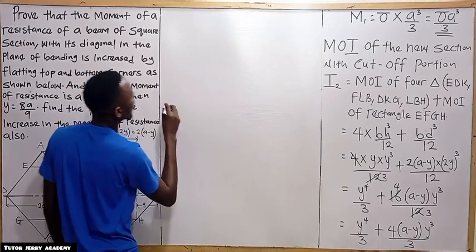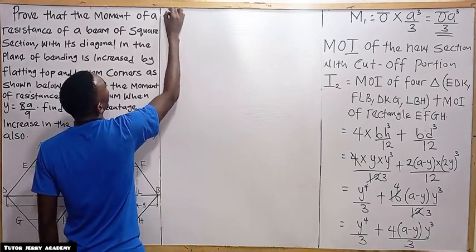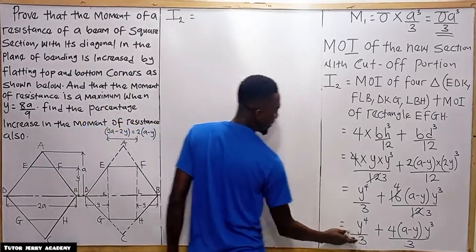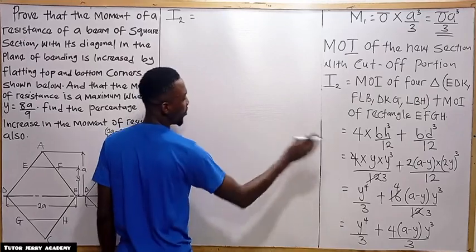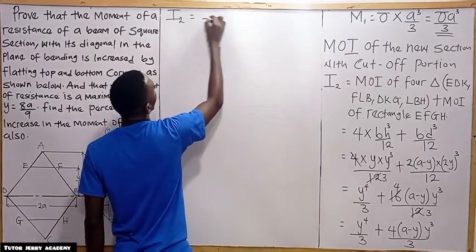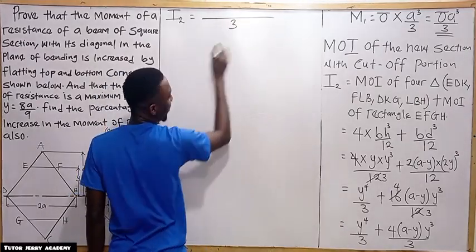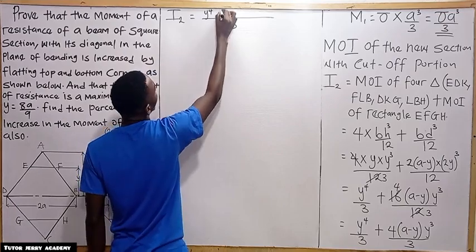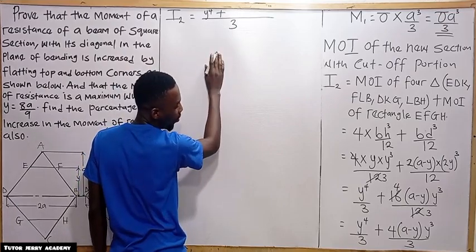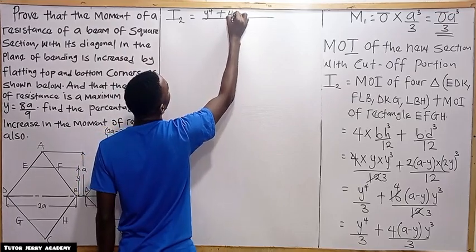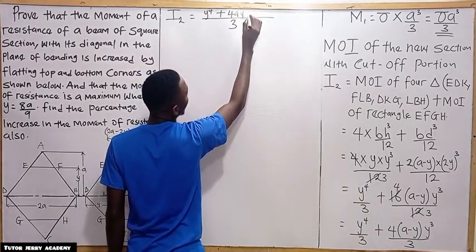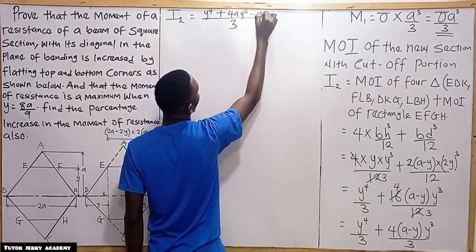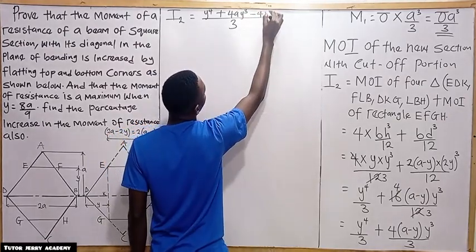Further, we are going to have our I2 equal to, the LCM here is 3, so we can just open the bracket there. We have 3 here, then y to the power of 4 plus 4a y to the power of 3 minus 4 y to the power of 4.